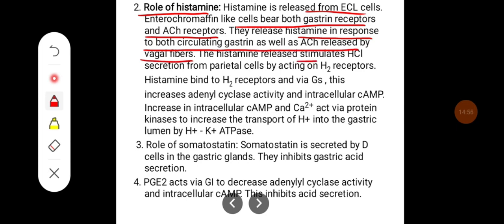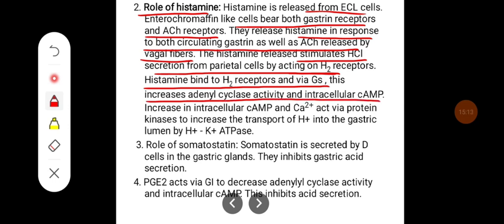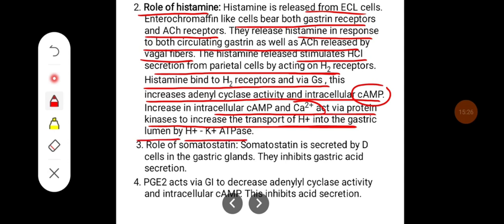The histamine release stimulates hydrochloric acid secretion from parietal cells by acting on H2 receptors. Histamine binds to H2 receptors via stimulatory G proteins, and this increases the adenyl cyclase activity and intracellular cyclic AMP. Increase in the intracellular cyclic AMP and calcium act via protein kinases to increase the transport of H+ ions into the gastric lumen by hydrogen potassium ATPase.